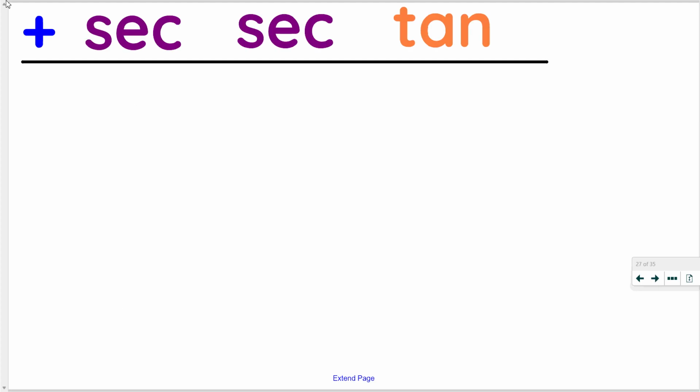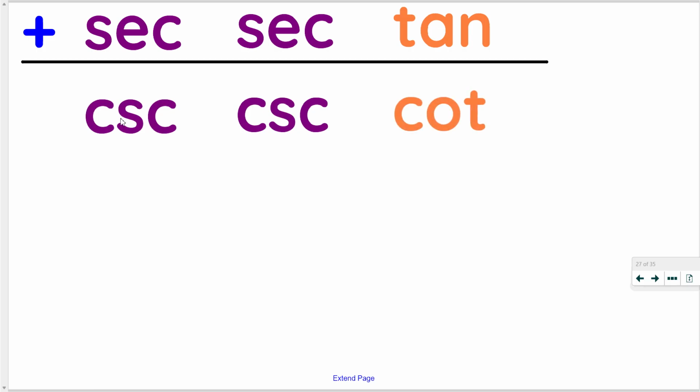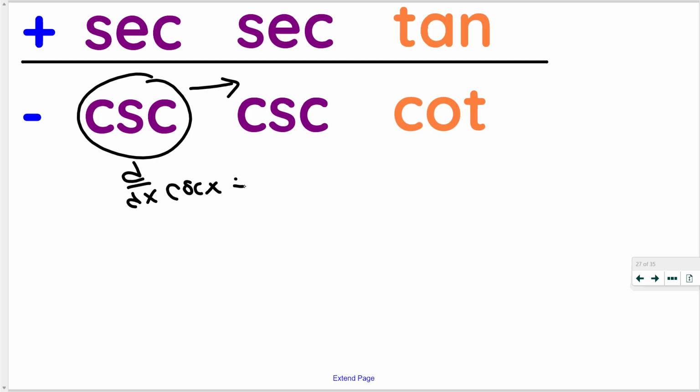So let's take that idea and write the co-functions that go with it. Secant, the co-function would be cosecant. Tangent, the co-function would be cotan. And remember, we said any c function is going to have a negative derivative. So let's look at cosecant going in this direction. The derivative of cosecant x is cosecant x cotan x, and any c function has a negative derivative.